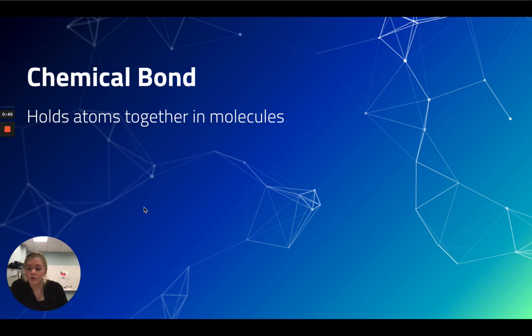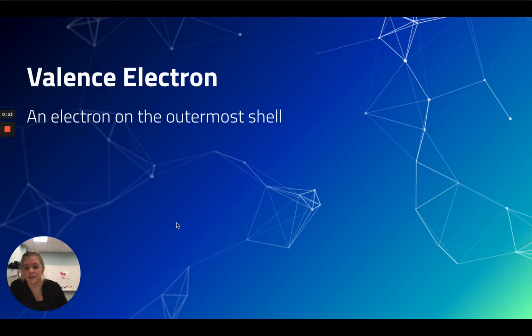One super important thing you need to know about that chemical bond is that a chemical bond is formed with the addition of valence electrons. And we know that a valence electron is on the outermost shell of an element, sorry.